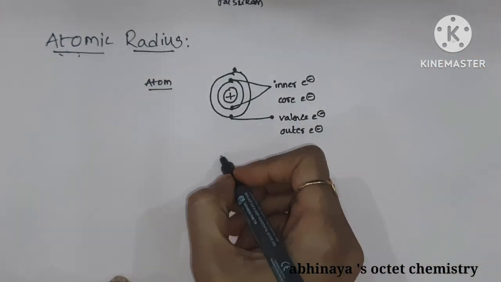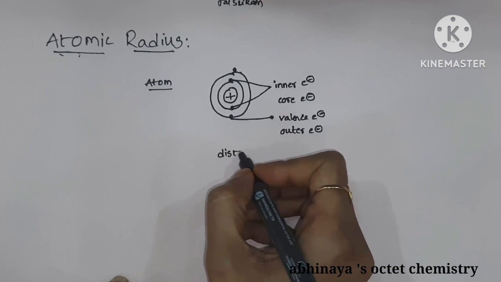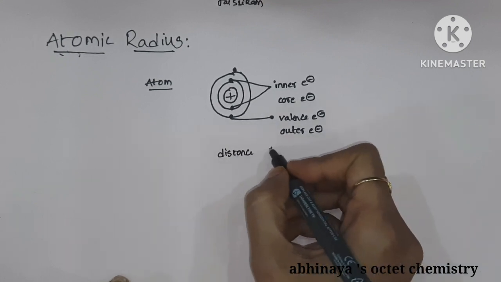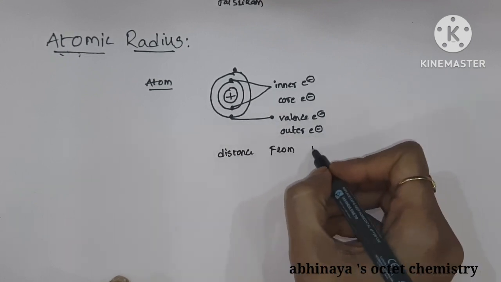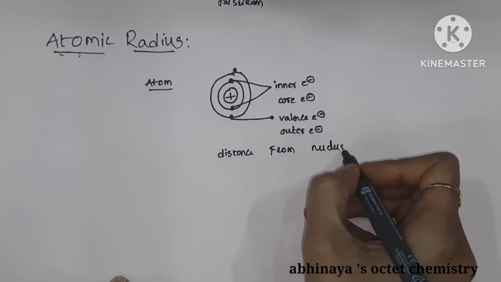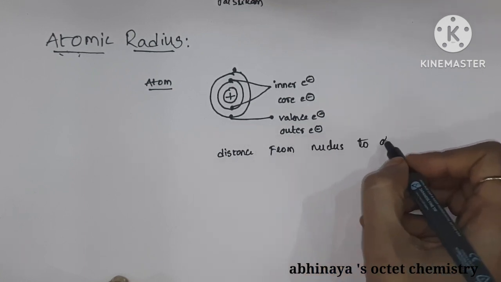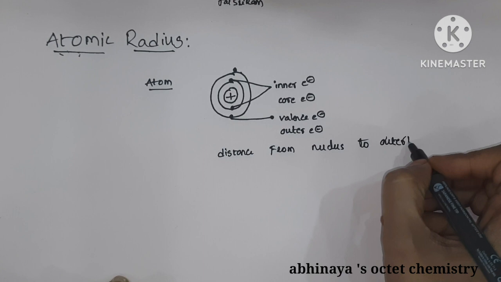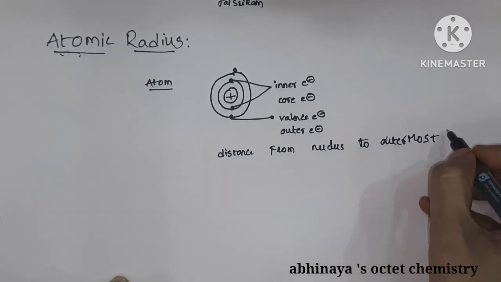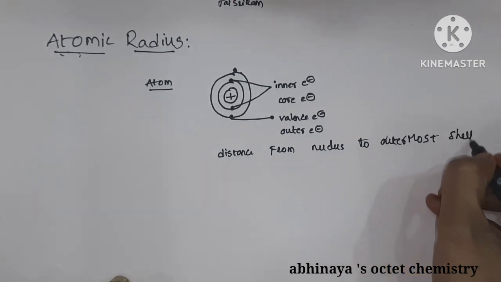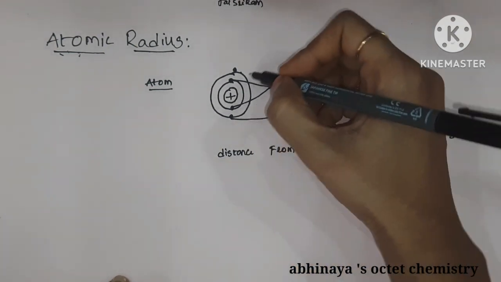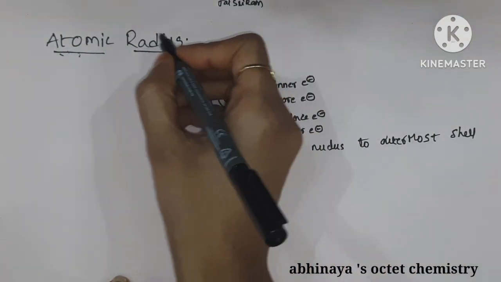The distance from the nucleus to the outermost shell, right? This distance is called the radius of that atom.